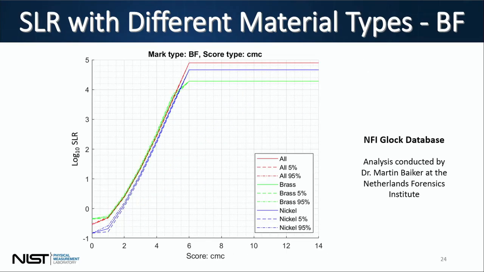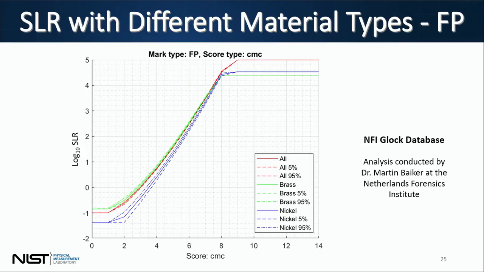We also looked at the different surface materials. This is something that Dr. Martin Baiker at NFI did. And you can see, it doesn't matter if it's a nickel primer or a brass primer, the score-based likelihood ratio is extremely the same. Same thing for firing pins as well.